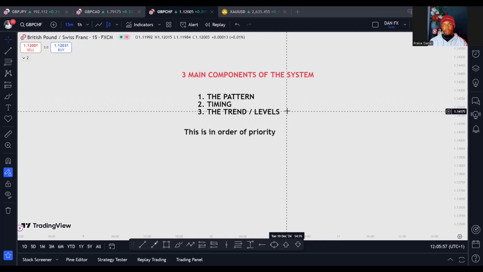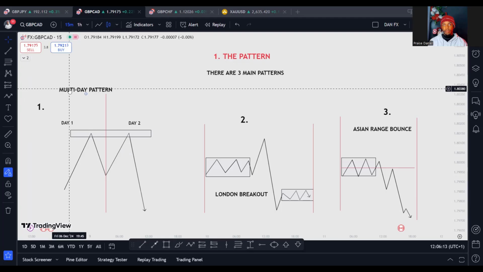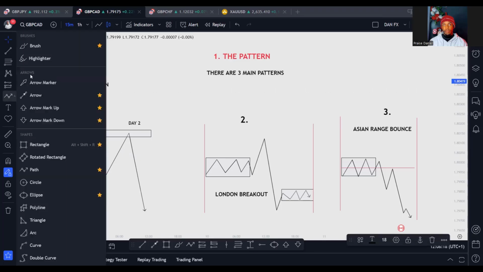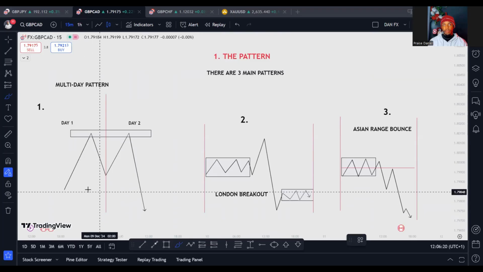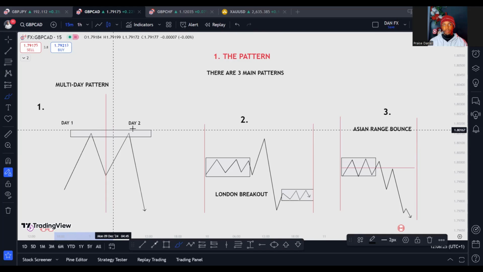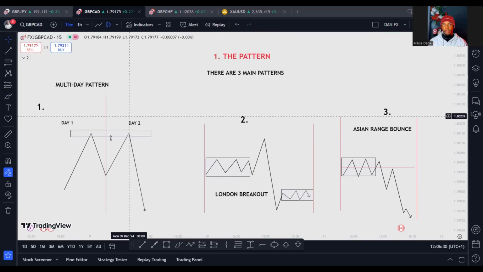What exactly is the pattern? There are three main patterns. Remember, patterns are the most important element of the system, and we have to be able to identify one of the three main patterns. The first one is what I call the multi-day pattern or multi-day formation. This is an M or W formation that takes a minimum of 2 days to form. That is the first pattern.